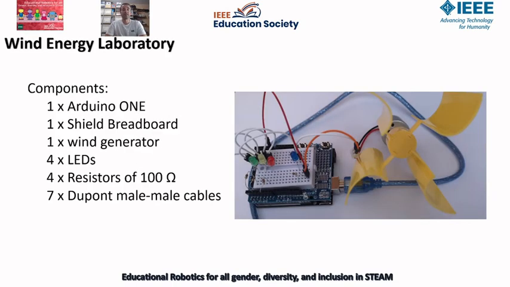The second learning scenario is the Wind Energy Laboratory. For this learning scenario we are using an Arduino One, a small breadboard, one wind generator, 4 LEDs, 4 resistors of 100 ohms, and 7 DuPont male cables. And in the image you can see the connections are very simple, more complex than the Crumble connections, but they are not too complex.